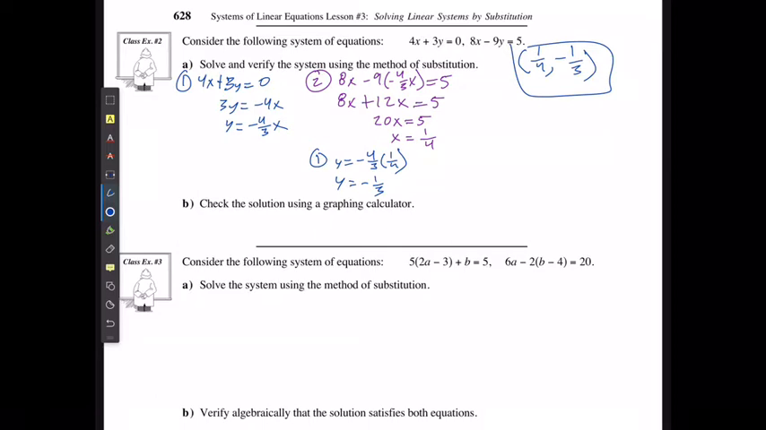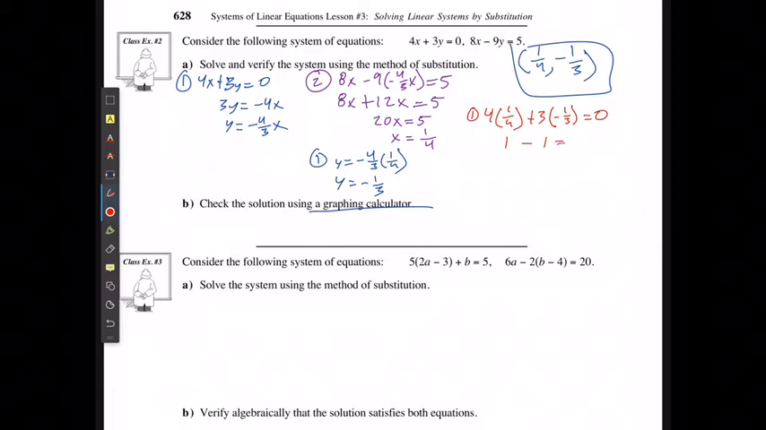I should really quickly verify this just to make sure that works. You can check your solution using your graphing calculator as well, and on your graphing calculator it's going to say 0.25 for x and negative 0.333333 for y, but we're just going to verify this real quick algebraically because it's something you should be able to do anyways, and say that if I have 4 times 1 over 4 plus 3 times negative 1 over 3 equals 0, well, that's going to be 1 minus 1 is equal to 0, 0 equals 0, and it definitely works for this equation.